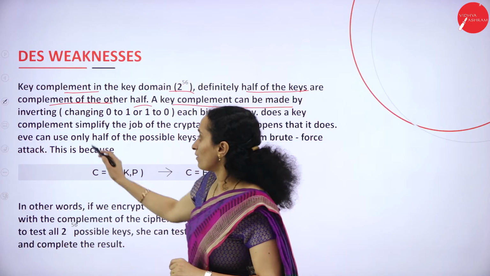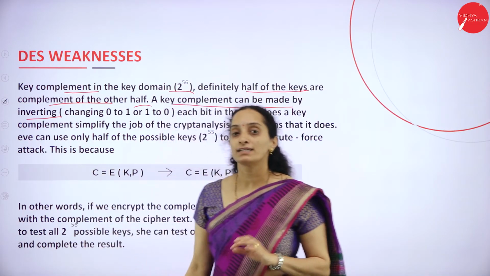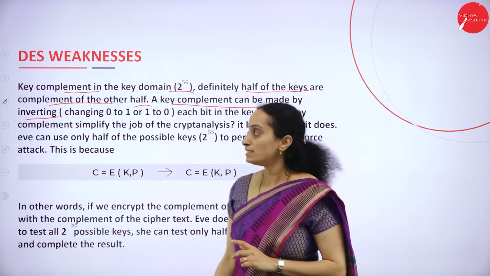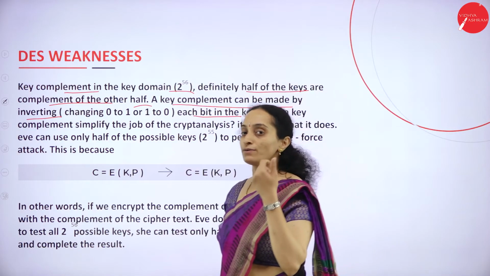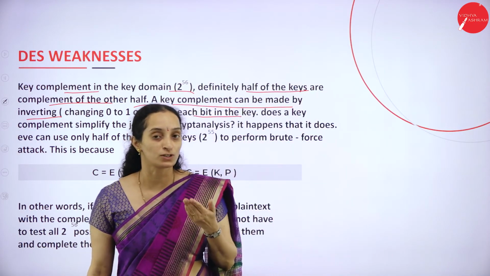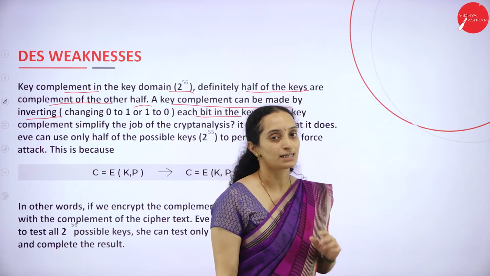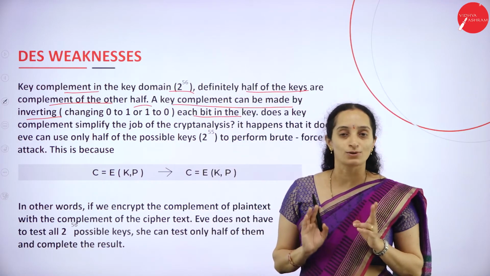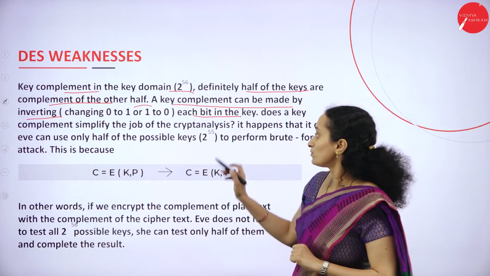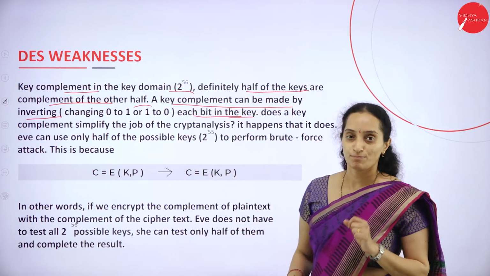How do you make the key complement? By inverting the ones and the zeros in each bit of the key. Each 0 and 1 will be complemented. You know about the complement system, isn't it? So you are changing the 0 to 1 and 1 to 0 with each bit of the key.